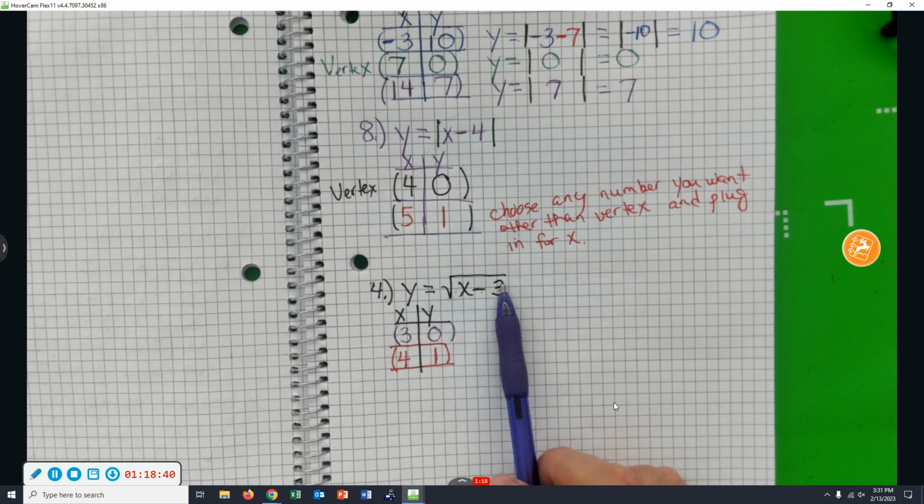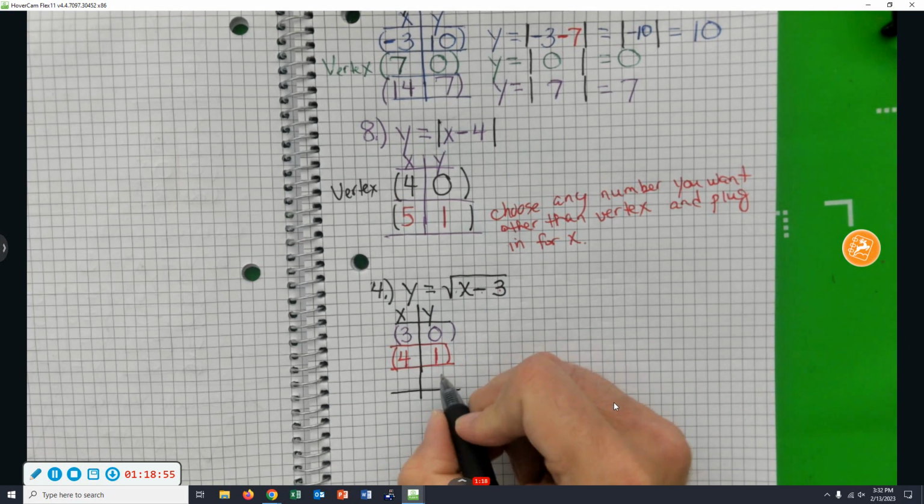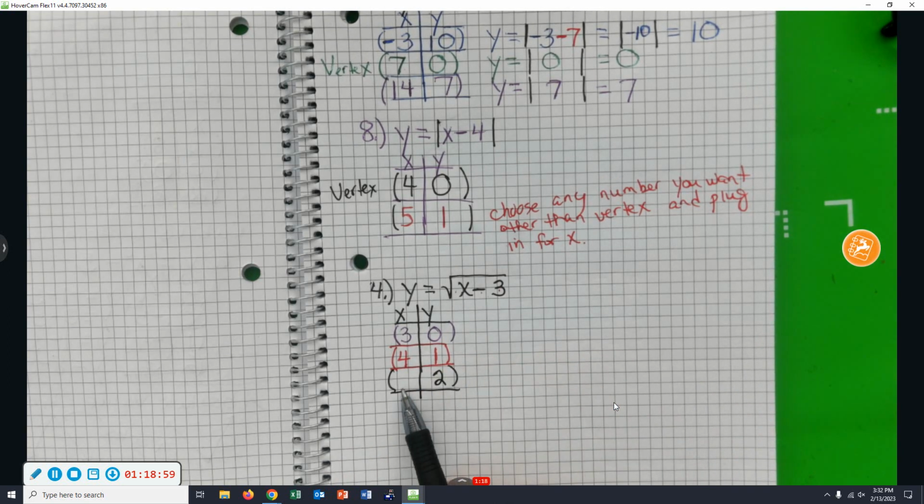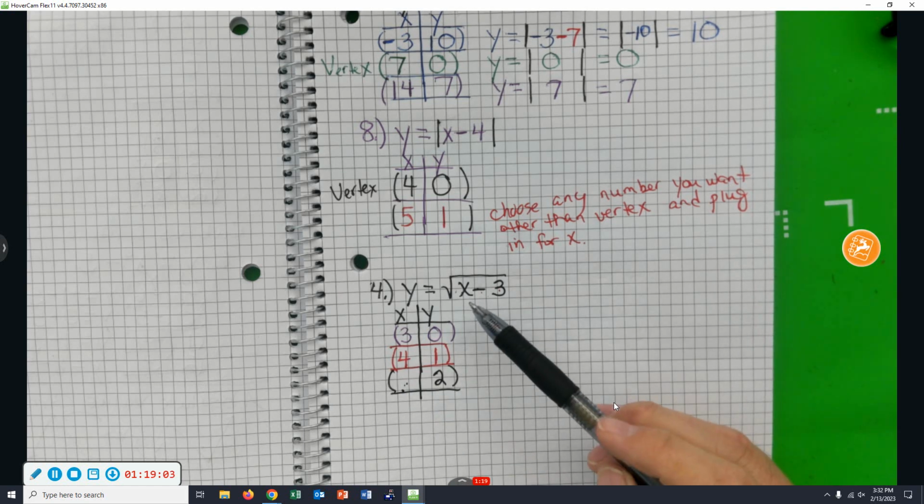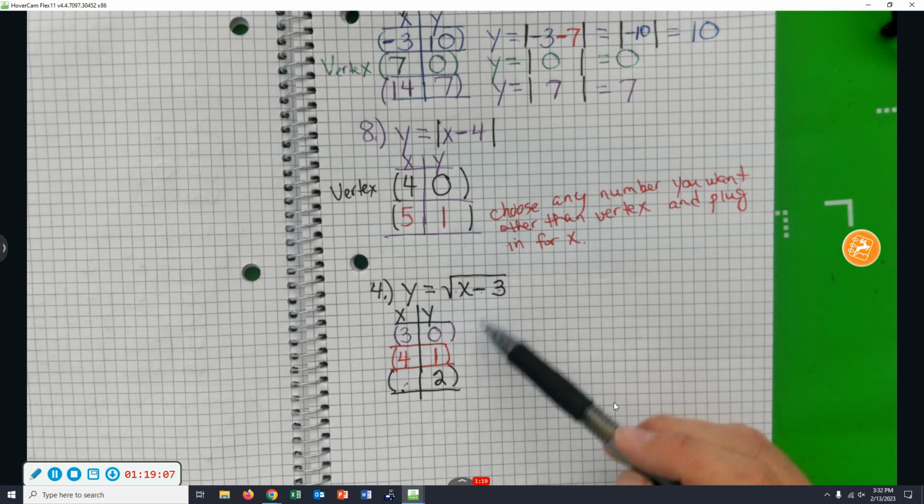Oh gosh, if I put in a 5, that would give me a decimal number. 5 minus 3, the square root of 2, that's 1.4 something. Let's try to avoid decimal numbers. What's the next number that would give me, I have an idea. Let's work backwards. What x value would give me a 2? It'd be a 2 under there, but I don't want the square root.